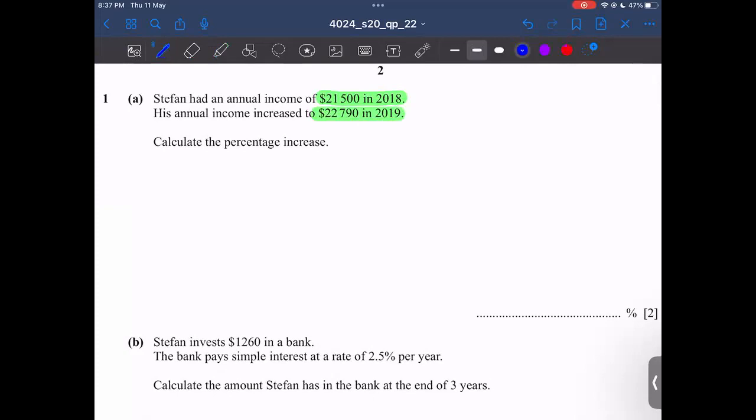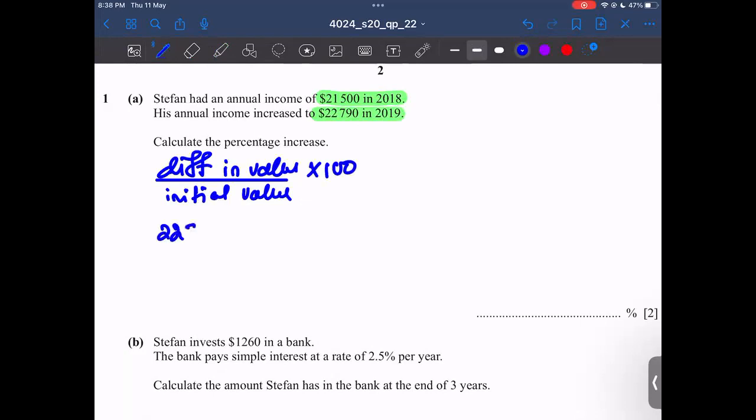Whenever you want to calculate the percentage increase or decrease, or change in percentage, you will always have the difference in value divided by initial value, multiplied by 100, since you are calculating the percentage. So what is the difference in value? The value in 2019 is 22,790, and in 2018 the value is 21,500, divided by the initial value. 2018 is the initial value. Since the annual income is increased from 2018 to 2019, you multiply this by 100. You're going to put this in the calculator.